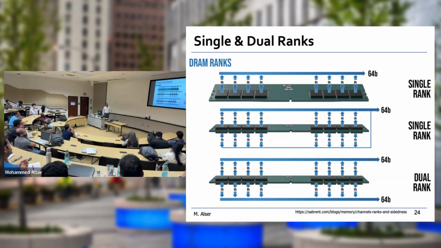Now you can see those DRAM chips on both sides, in the front and the back side of the DRAM. In these two cases, we have single rank. In this case, we have dual rank. But remember, each of them will not operate at the same time. It should be sequentially sending 64 bits first, and then another 64 bits.